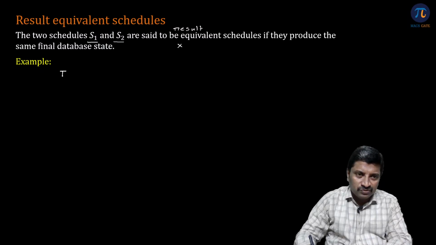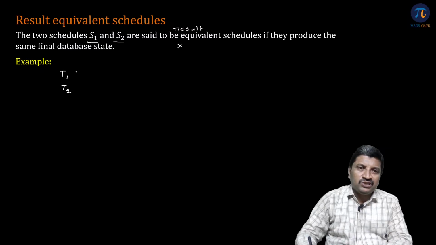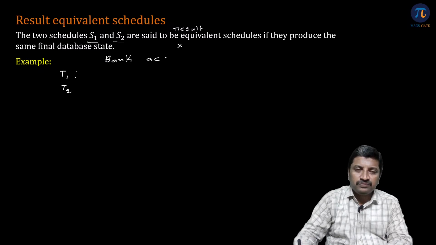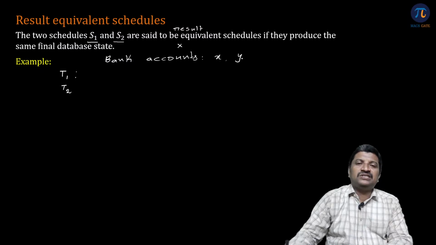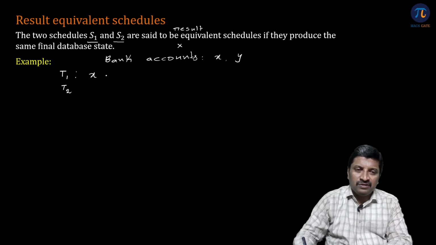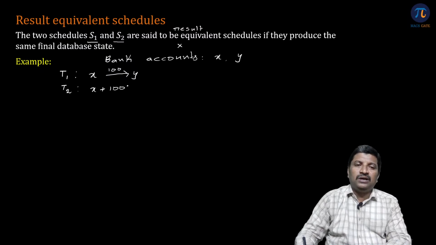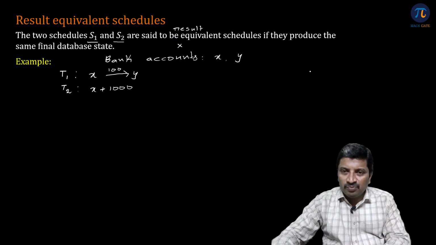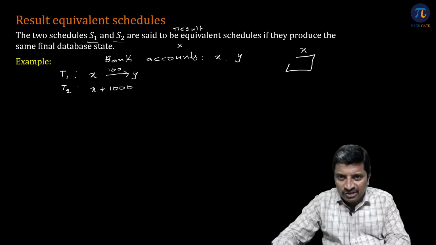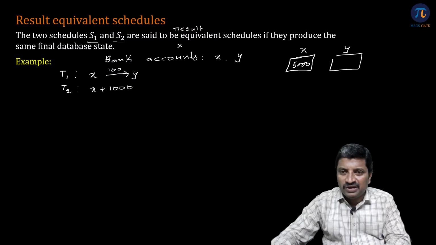Suppose I have two transactions T1 and T2. Let us assume we have two bank accounts, so the transactions are between bank accounts. One is X, the second one is Y. The first transaction wants to transfer 100 rupees from X to Y. The second transaction wants to deposit 1000 rupees to the X account. Let us assume the initial balance of X is 5000, and the initial balance of Y is 2000. So these are the initial balances.